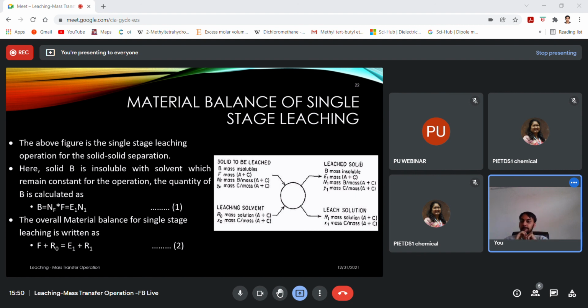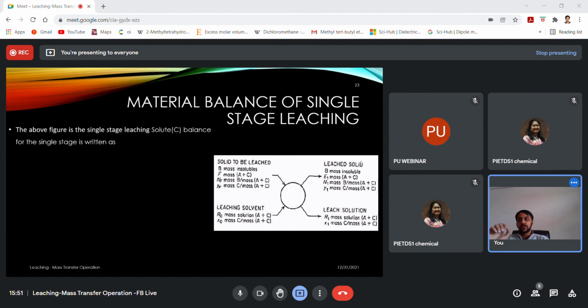Second, the overall material balance. So how can we write the overall material balance? There is a feed mixture, capital F. R0 is the leaching solvent, and there are two outputs. First is the extract E1 and the other is R1, that is the solution. So E1 and R1. So F plus R0 is equal to E1 plus R1.